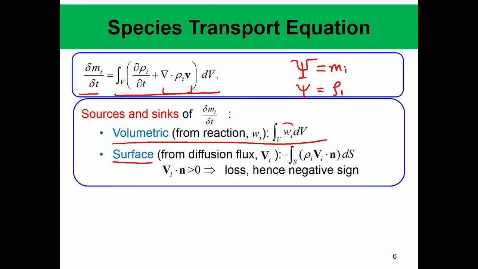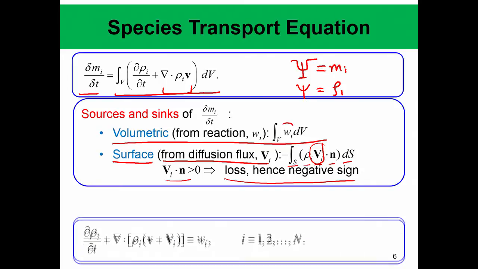There can also be surface fluxes, especially from the diffusion flux, carried by the diffusion velocity capital Vi. That is given by the integral over the surface, with a minus sign, of rho I times Vi vector dot n ds vector. Vi vector is the species diffusion velocity. Since Vi vector dot n vector is positive for outflow, which represents loss, we have the negative sign, so that it contributes as a source term, representing flux coming inside from outside.